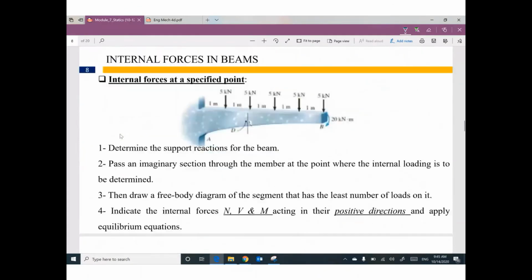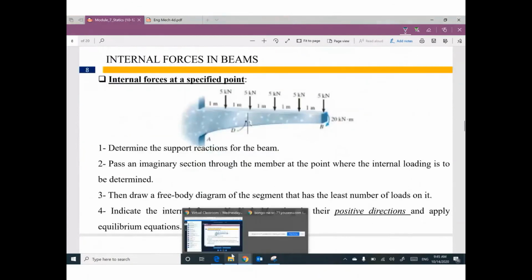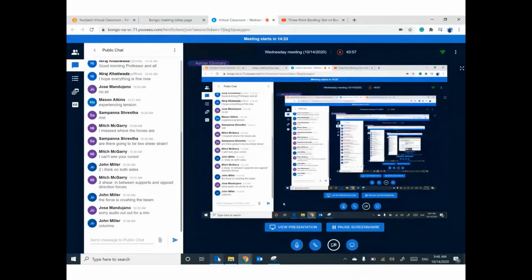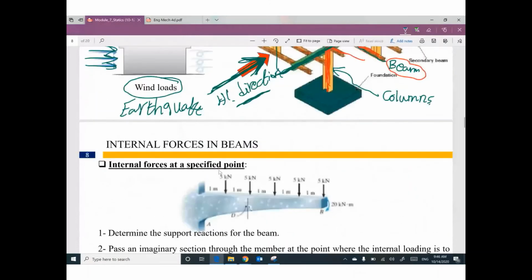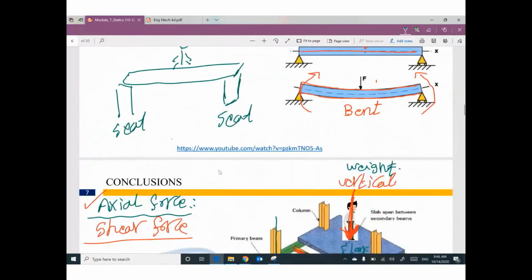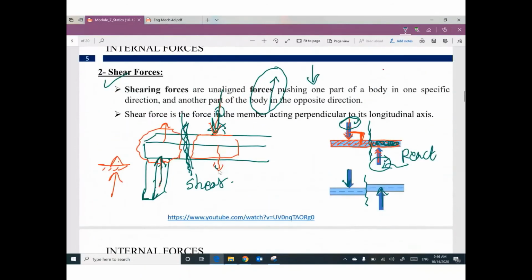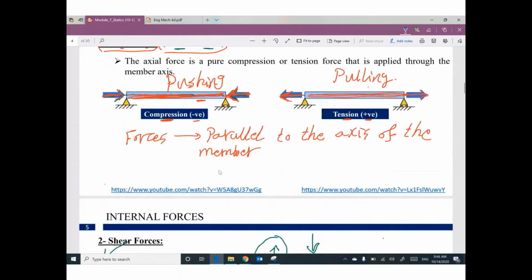Any question? I spent a little bit of time to explain the meaning, the concept of axial force, shear force, and bending moment.